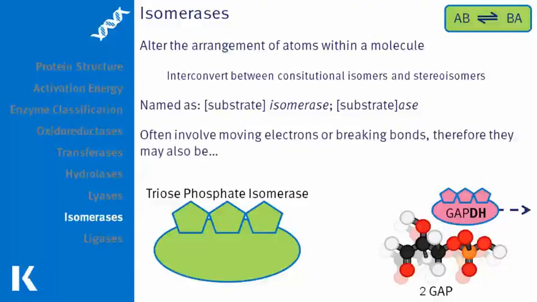So isomerases are labeled either as isomerase or as a generic substrate with the enzyme ending of -ase. Isomerases frequently involve shifting electrons or cleaving bonds, so they may actually be considered oxidoreductases, lyases, or transferases as well.